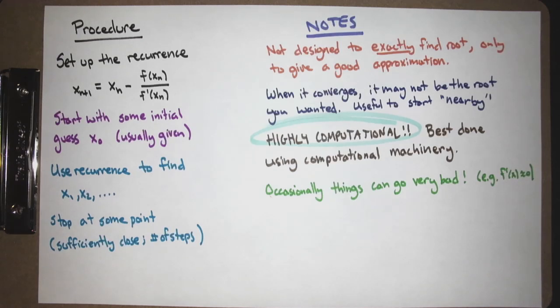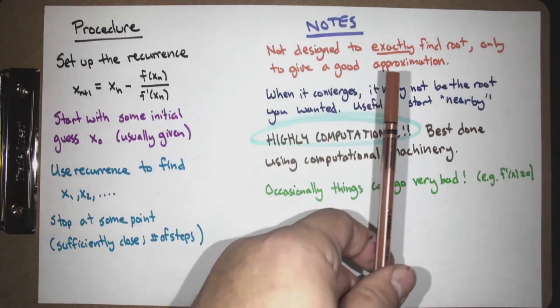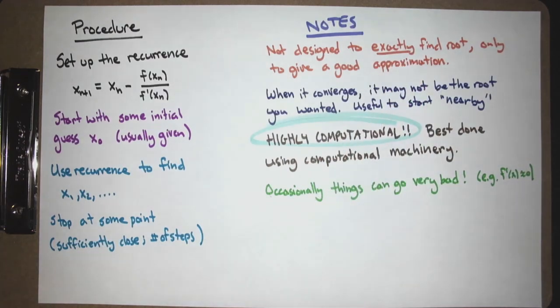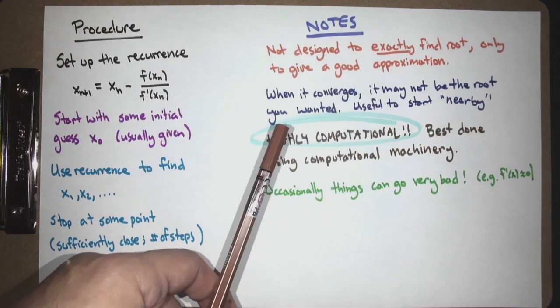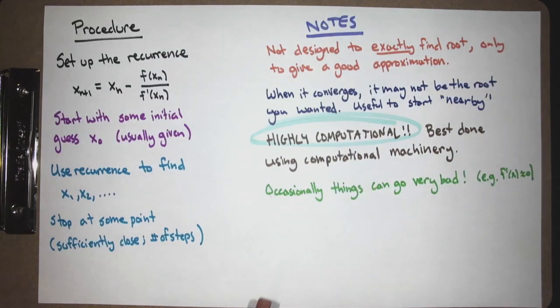So a couple of things to note. Remember, we're not finding the exact value of the root, just a good approximation. If you run it several times, it's a really good approximation to the point where your calculator wouldn't be able to tell the difference. When it does converge, it may not be the root you wanted, so make sure you start nearby, and occasionally things can go very bad. But that's not for us to worry about. What we want to make sure you can do is work through the procedure. Can you set up the recurrence? Can you use the recurrence to find a few terms?